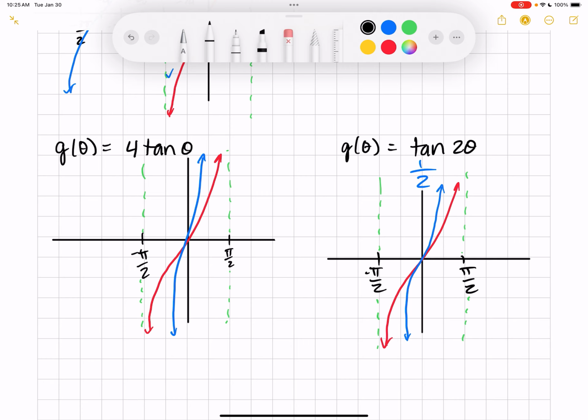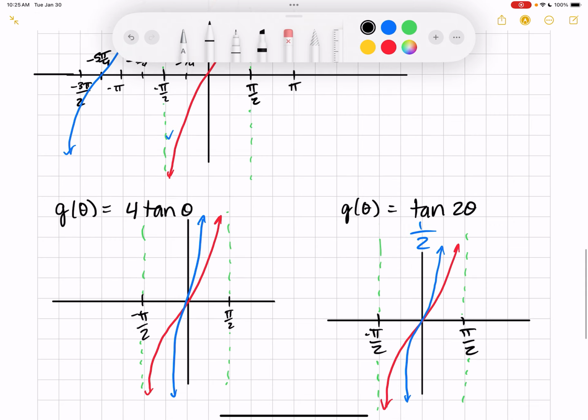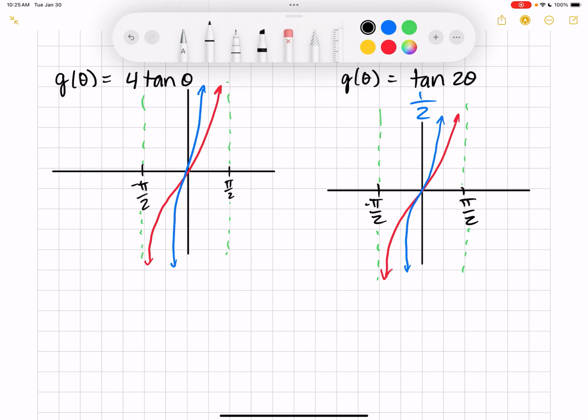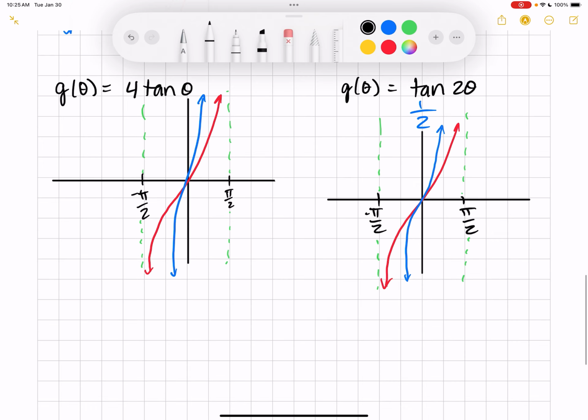Now, vertical asymptotes occur at odd multiples of pi over 2, but if there is a shrink factor like this, it is actually going to change where our asymptotes are. So that's why I wanted to fix that. Our asymptotes are going to be at pi over 2 times whatever the shrink factor is. So in this case, 1/2, so this is going to end up being pi over 4. So our asymptotes on this one are actually going to get shifted to pi over 4 instead.